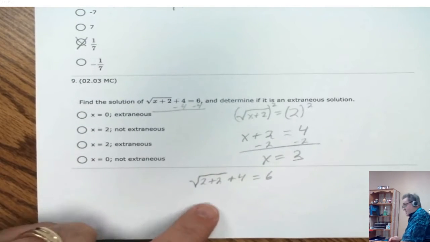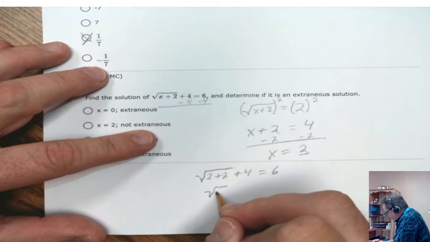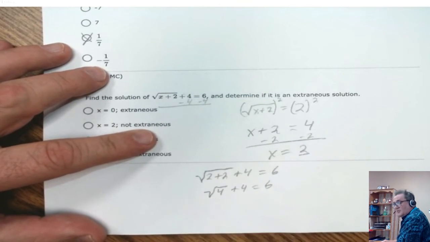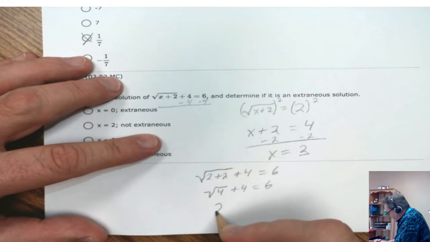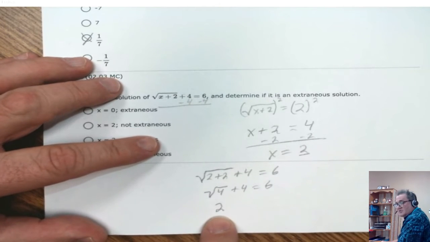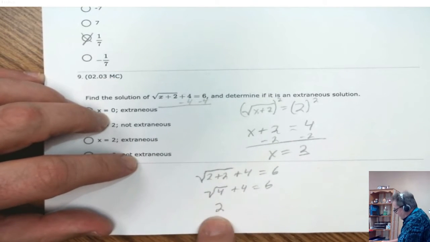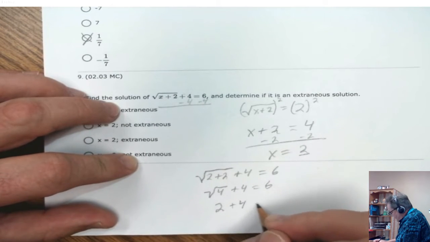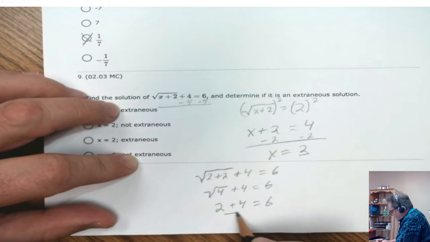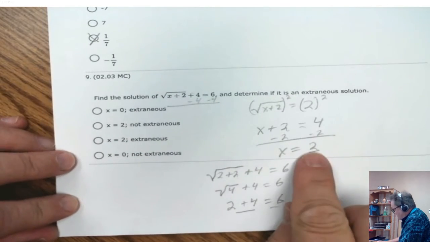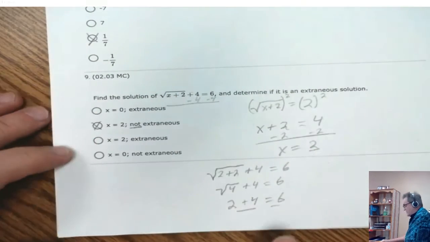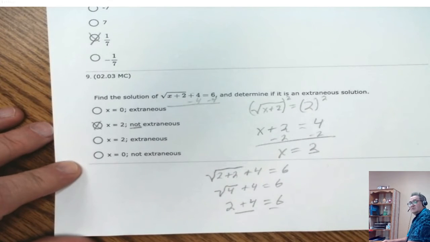Okay, so 2 plus 2 is underneath the square root. So that means that's 4 plus 4 equals 6. What is the square root of 4? Again, we only assume the positive value. We don't assume the negative. When we're checking these radicals and converting, we're going to take the positive 2. Plus 4 equals 6. 6 equals 6. So our answer is 2, and it is not extraneous, because when you substitute it back in, it works.